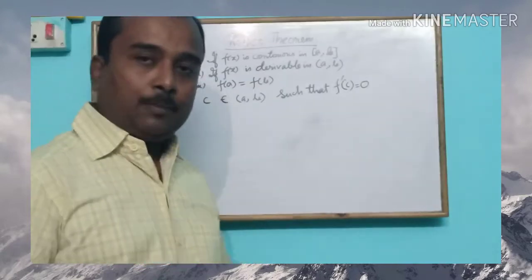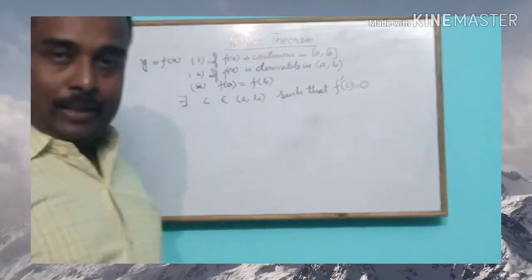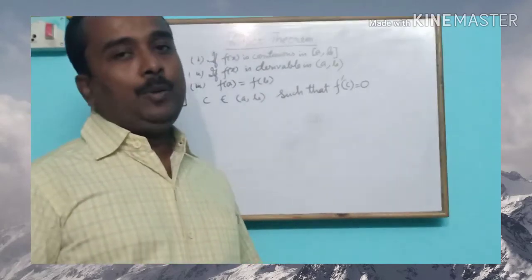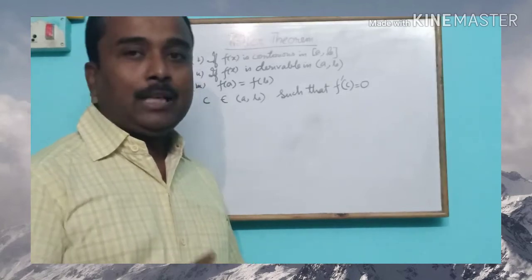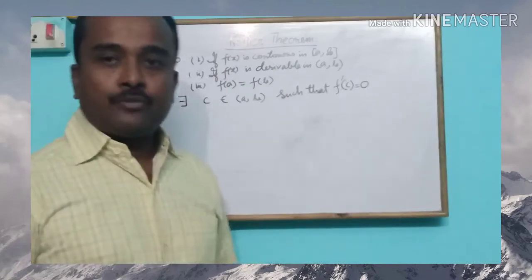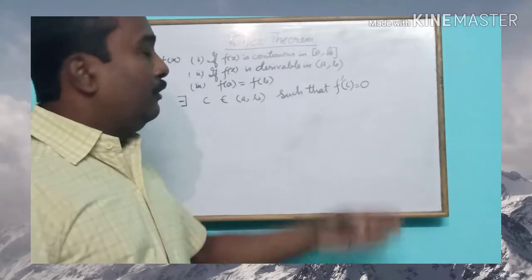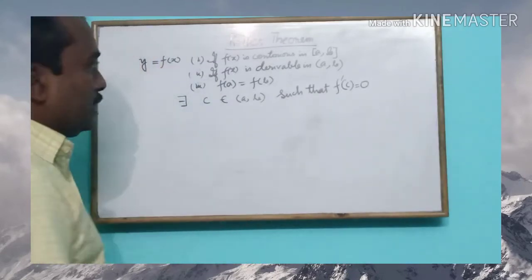Now, what type of question usually comes in ISC? You will be given a function and you will be asked to verify whether Rolle's theorem is applicable for that function, and what is the value of c for which the derivative vanishes or becomes 0. So this is the statement.